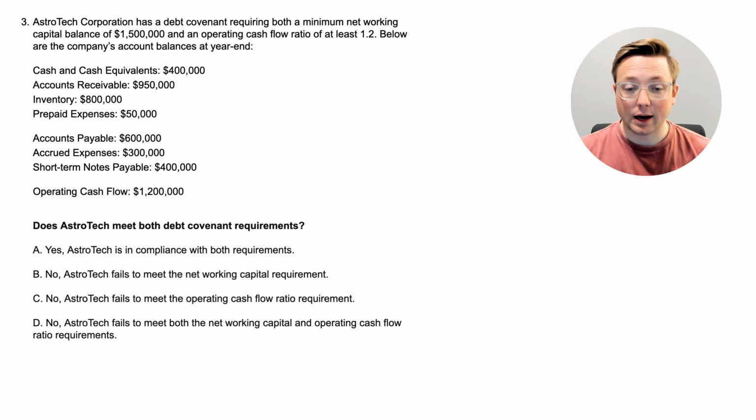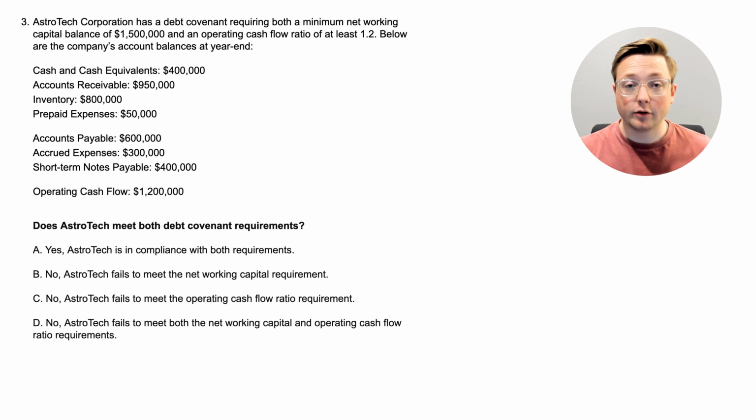Below are the company's account balances at year end. So they had cash and cash equivalents of $400,000, accounts receivable $950,000, inventory $800,000, prepaid expenses $50,000. They had accounts payable $600,000, accrued expenses $300,000, short-term notes payable $400,000, and they had operating cash flow of $1,200,000.